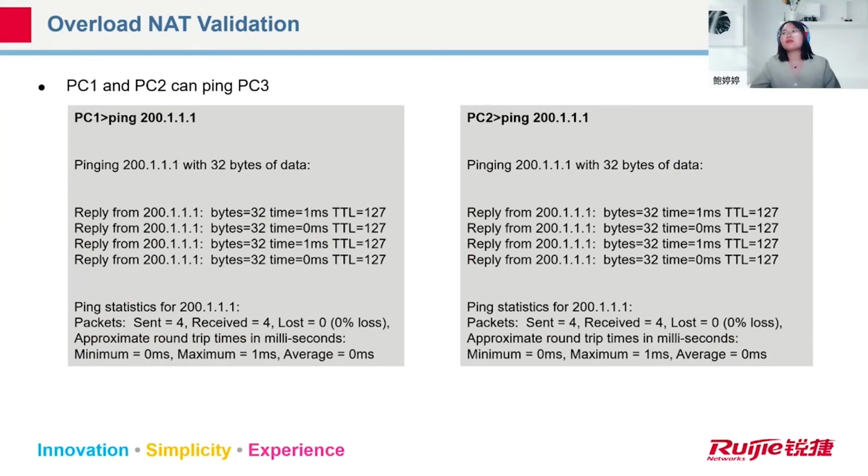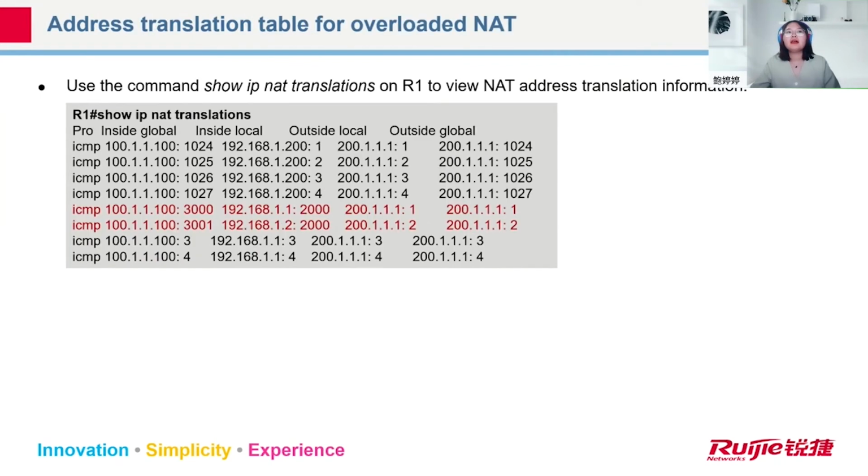And when you use the ping to test, you also can find the ping successfully. And we use the show IP net translation. We can find the ICMP and the different inside global. We will use the same public IP address but different port number to indicate different private IP address. So this is a translation, and this scenario is the most useful scenario.